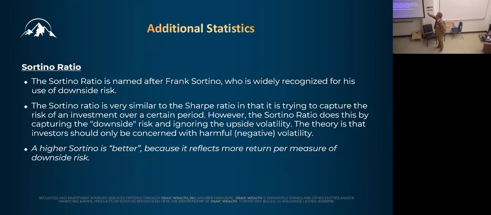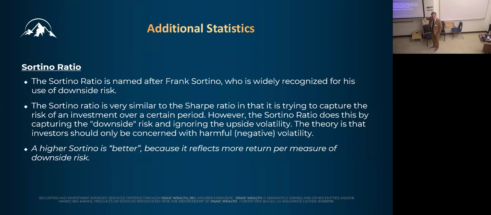There's another one that I'm learning about and using a bit more, which is called the Sortino ratio. It's named after Frank Sortino, who is widely recognized for his use of downside risk. So standard deviation measures risk both on the upside and on the downside. Upside moves are still risk.